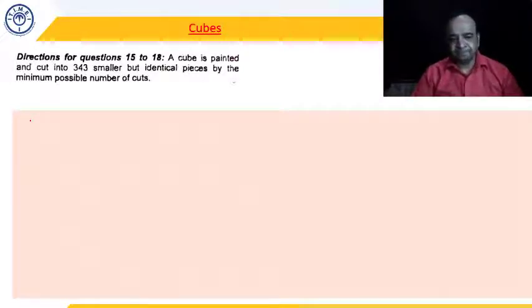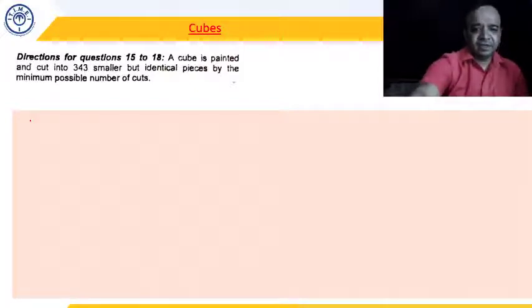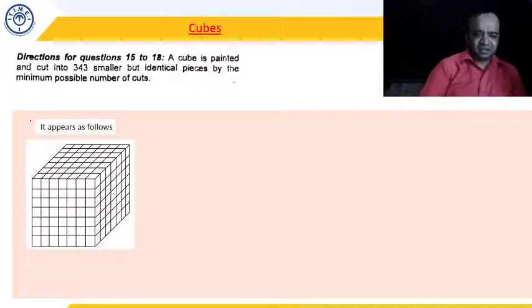I hope this is clear. So after doing this, we can have the figure of the cube like this one. It appears as this one here. So just look at along this dimension, how many cuts?